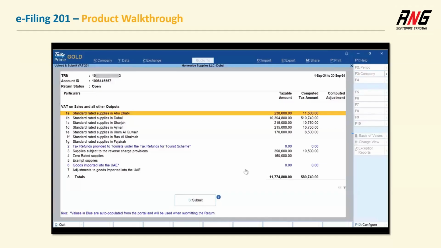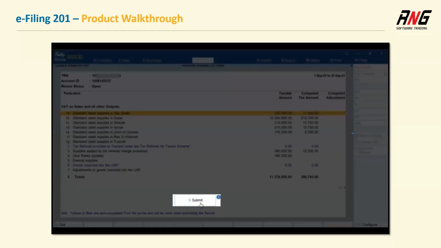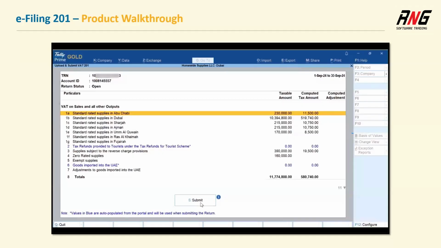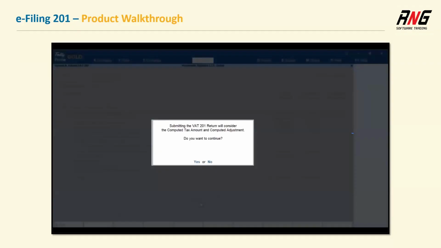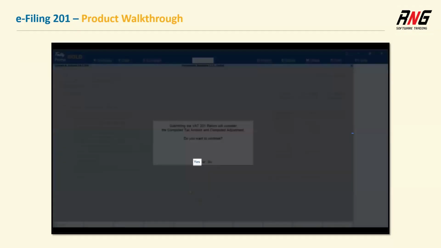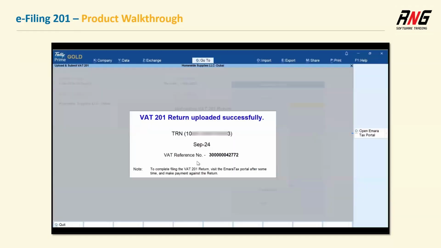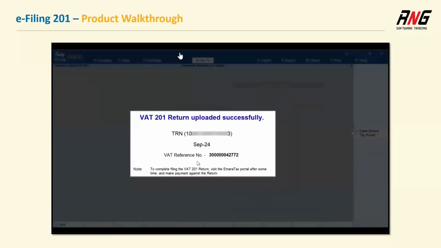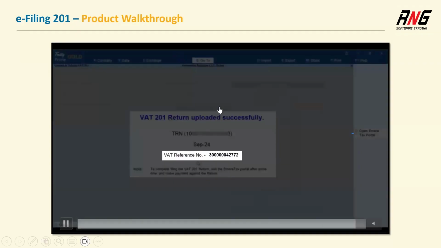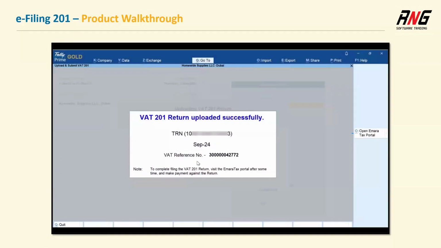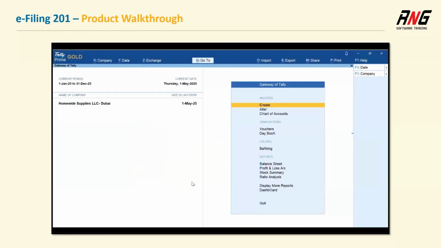Just click on the submit button, and then it'll again prompt you whether you confirm to submit. You can click on yes. Once it is done, the VAT gets submitted. So this is how easy it is to submit your VAT returns from Tally now. Previously, everybody had to download the PDF, do it manually, and get it done. But now, with the click of a button, you can directly file your tax returns.